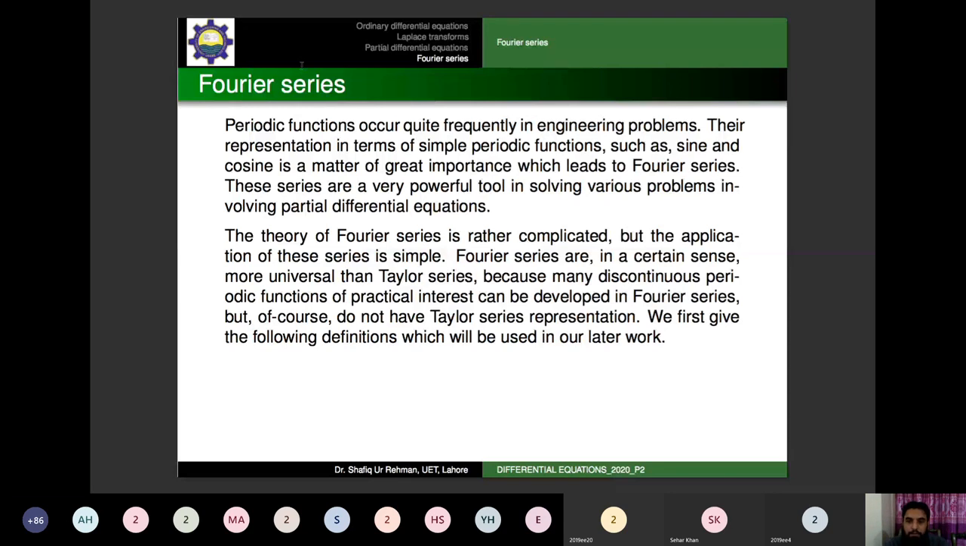On top of that, we say that Fourier series, in certain sense, is more universal than Taylor series. Taylor series is the backbone of applied mathematics, yet we say that Fourier series is going to be more universal than that of Taylor series, because many discontinuous periodic functions of practical importance can be developed in Fourier series, but of course can't be done by utilizing Taylor series expansion.